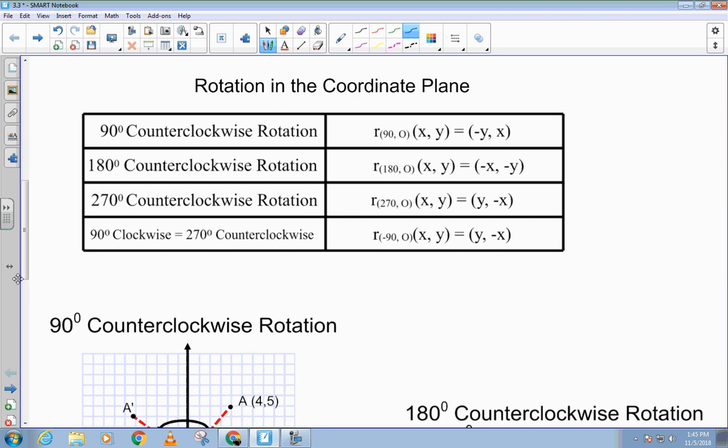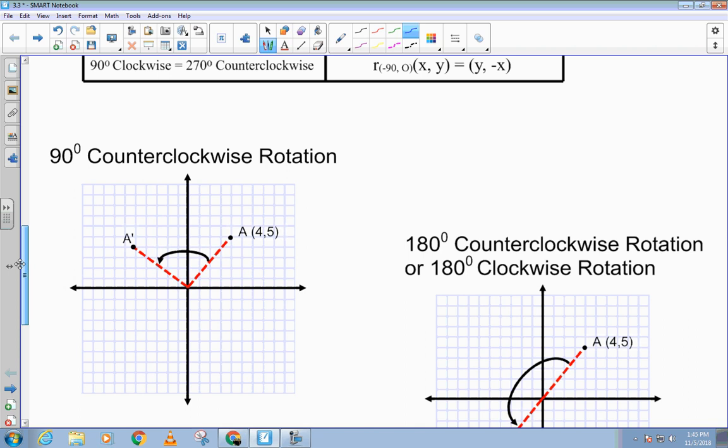Okay, so this is a lowercase r for rotation, capital R is reflection, lowercase is rotation, 90 degrees about the origin. So you take your x and your y coordinate, you change the sign of the y coordinate, and they switch places. That's the rule for rotating 90 degrees counterclockwise. So change the sign of the y and switch. Okay, so let's look at that one.